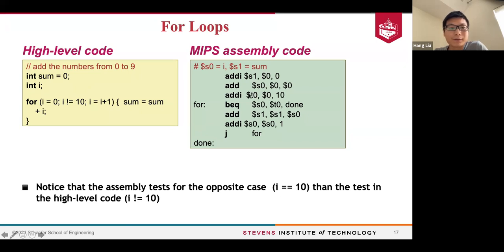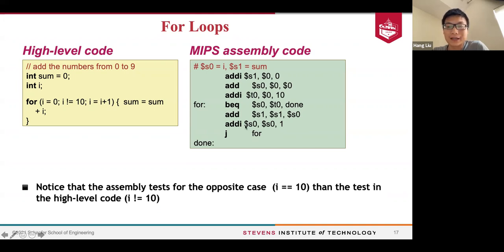Then what we do is we first add 10 to a temporary register, and then do the comparison. Say if S0 equals T0, see, because T0 is 10, it's not equal, then the branch is not taken. So we go to the addition of sum plus i and put the result into sum.